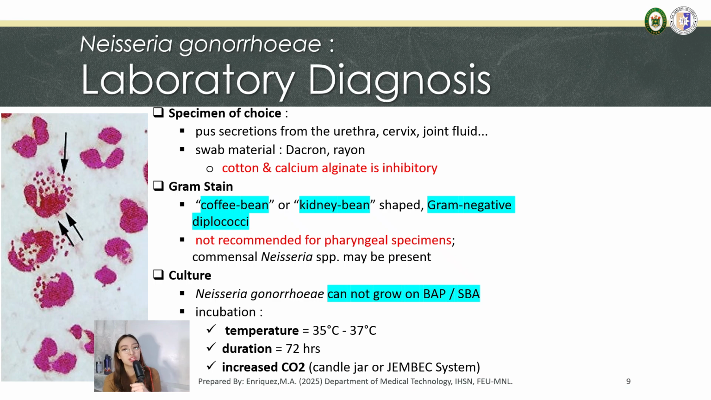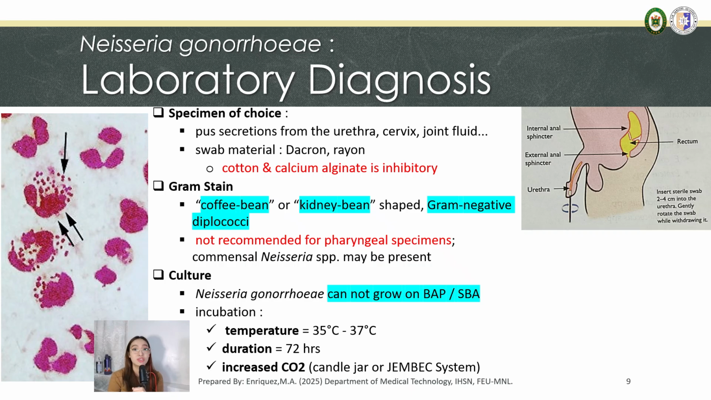The specimen of choice for genital infections in men is from the urethra, and in women, it's from the endocervix. In men, purulent discharge can be collected directly onto a swab for culture, but when no apparent discharge is present, the swab is inserted up to 2 centimeters into the anterior urethra and slowly rotated to collect material, as shown here in this pop up illustration. Calcium alginate and cotton swabs are inhibitory to Neisseria gonorrhoeae, so Dacron and rayon swabs are preferred.